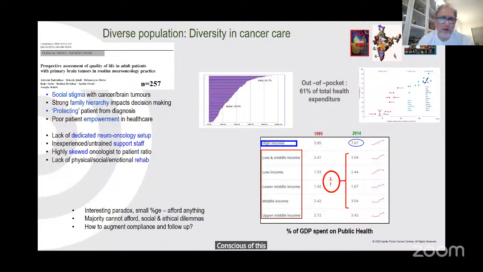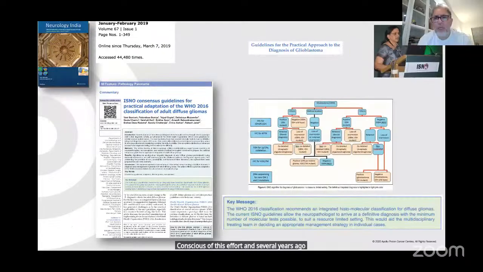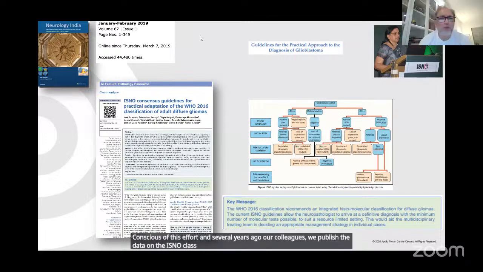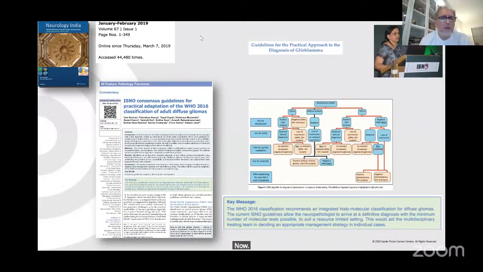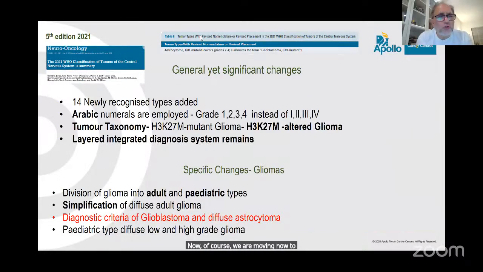And several years ago, our colleagues and I published the data on the ISNO classification of the 2016 neuropathology update, which was kind of revolutionary at that point of time when we published that data set. Now, of course, we are moving to the latest WHO CNS 5, the 5th edition, the formal edition. The 2016 was only an update, not an edition.